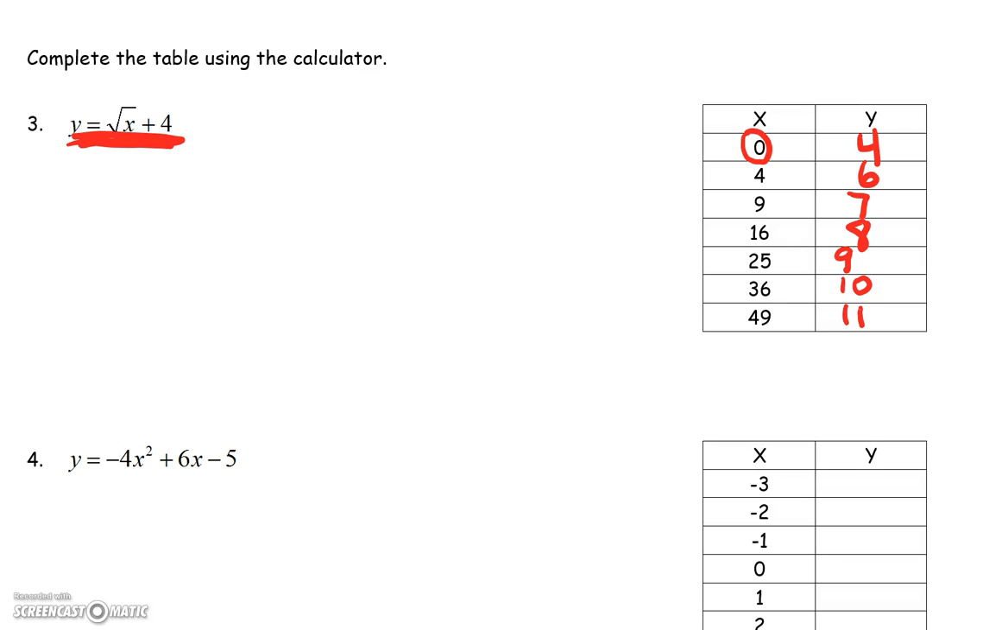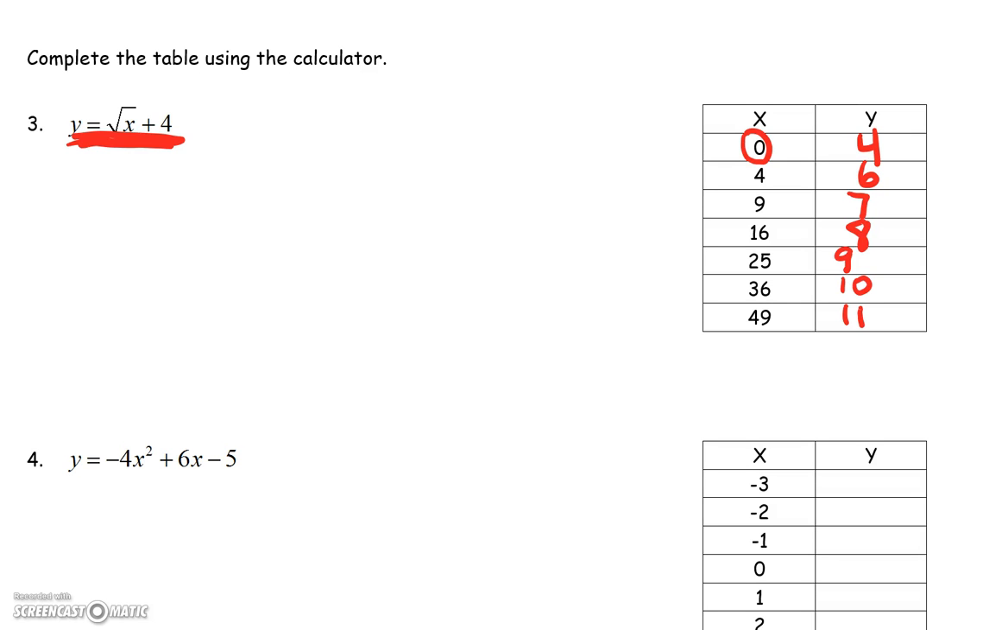Okay, so I'm hoping that you got the same values that I did. An input of 9 yields an output of 7. An input of 16 yields an output of 8. An input of 25 yields an output of 9. An input of 36 yields an output of 10. And finally, an input of 49 yields an output of 11.